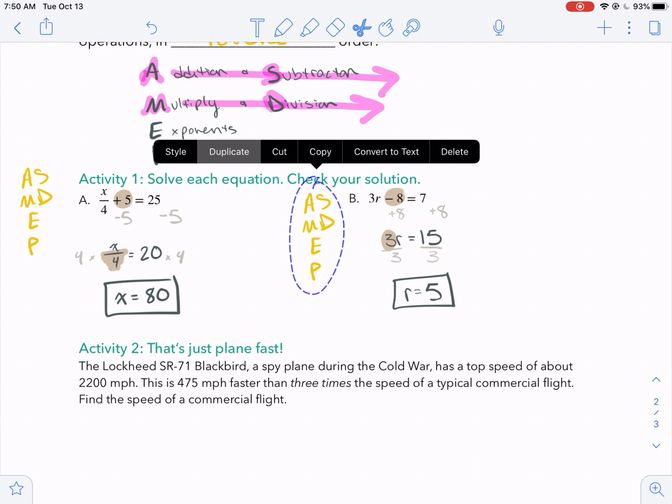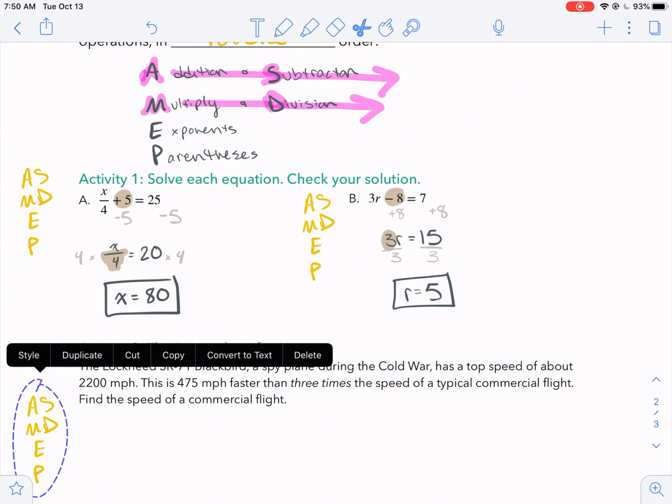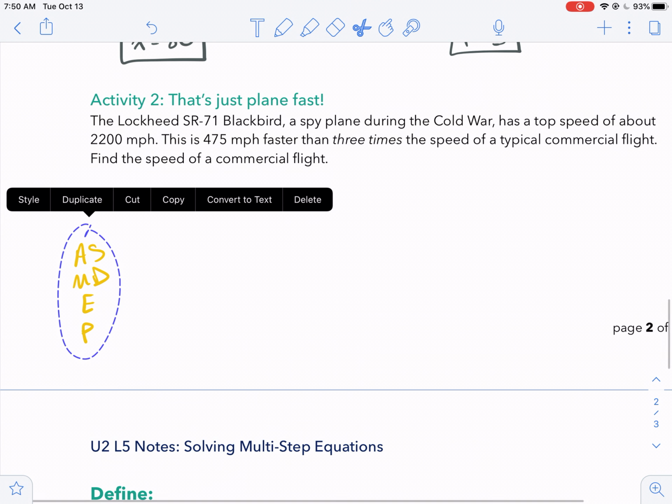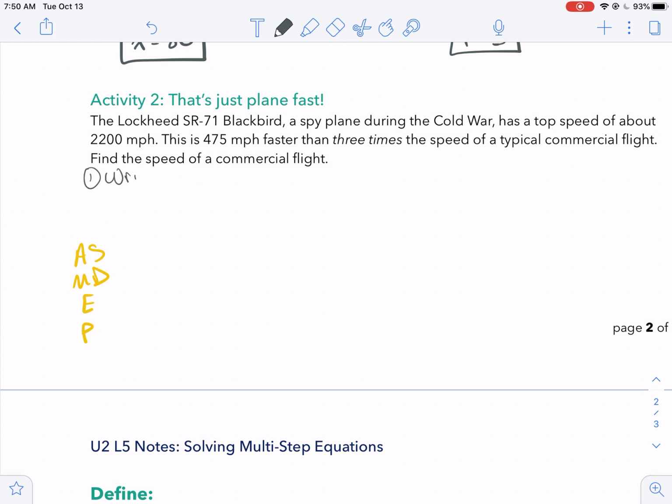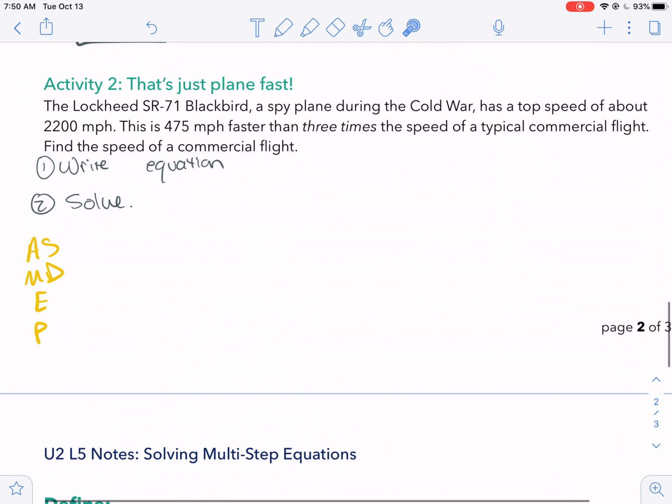Now we've got a word problem. So first we're going to write an equation, and then we're going to solve it. The Lockheed SR-71 Blackbird, which is a spy plane during the Cold War, has a top speed of 2,200 miles per hour, which is 475 faster than 3 times the speed of a typical commercial flight, which is like if you go on a trip, that's how fast you're going. So find the speed of a commercial flight.